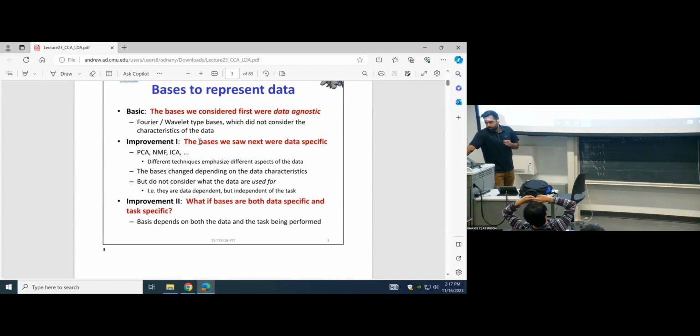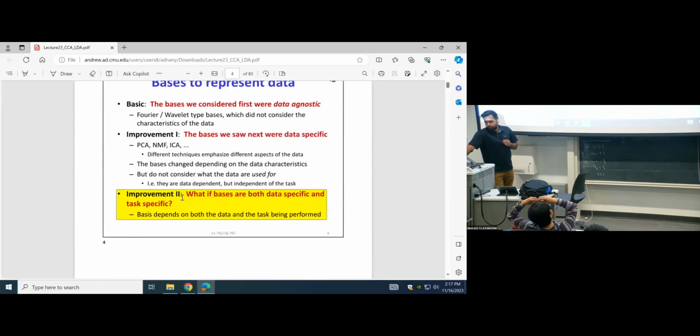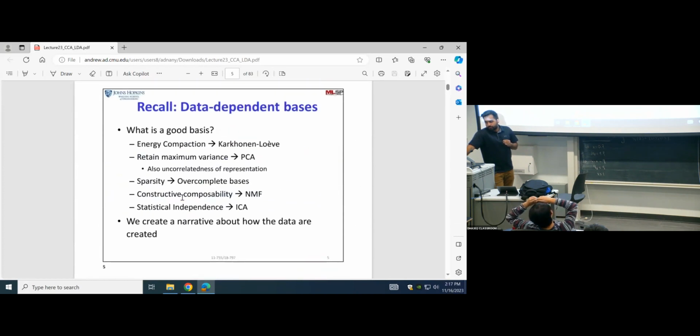So now, this was data specific, but what if we want bases that are both data specific and task specific? We'll give an example. Like I just said, PCA is for maximum variance. Overcomplete bases preserve the sparsity, right? And then NMF and ICA are in that.